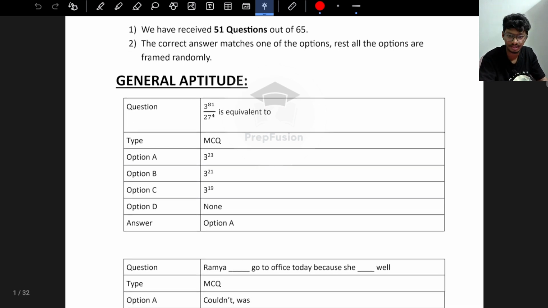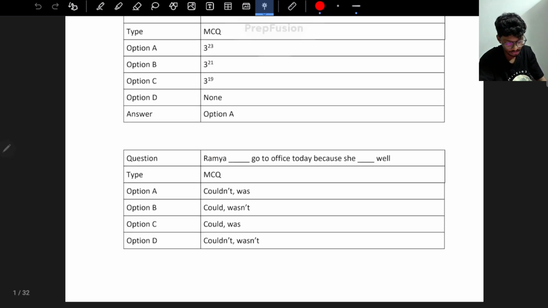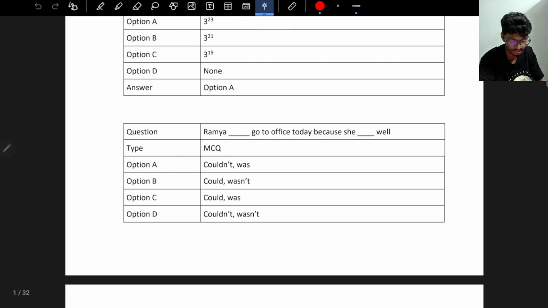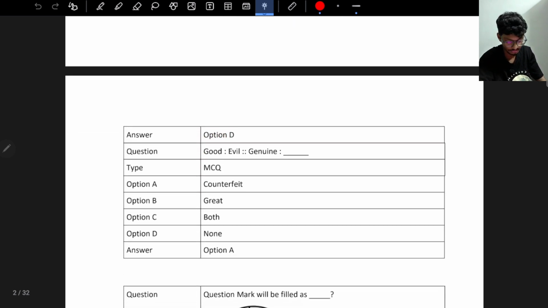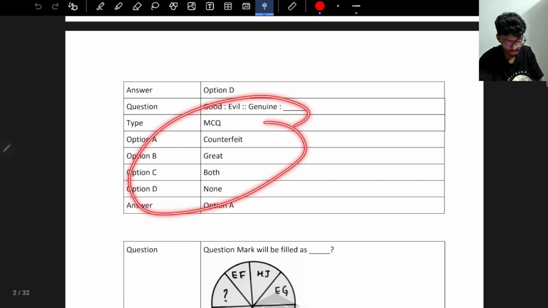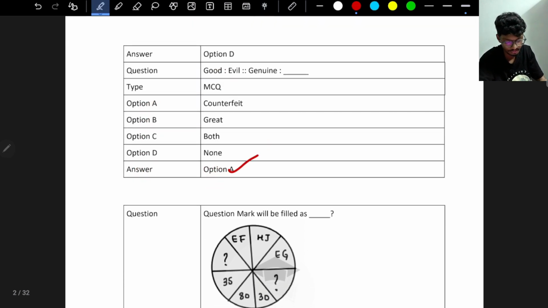If I start with general aptitude, this first question is very easy, just like a number system question. So here option A will be correct. Then this is again an English question, and in this question as well, option D will be correct. The next question is this one: good is evil, genuine will be what? Option A will be correct, that is counterfeit. In a few places the options may not be exactly matching, so just be careful about that. Counterfeit will be the correct answer, but these options may be different.